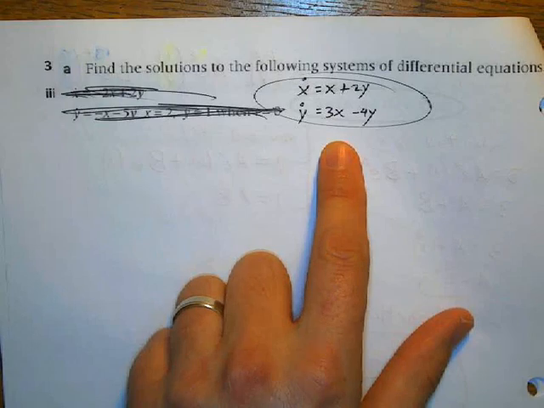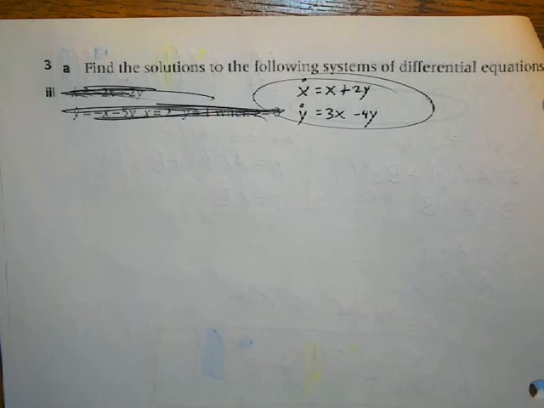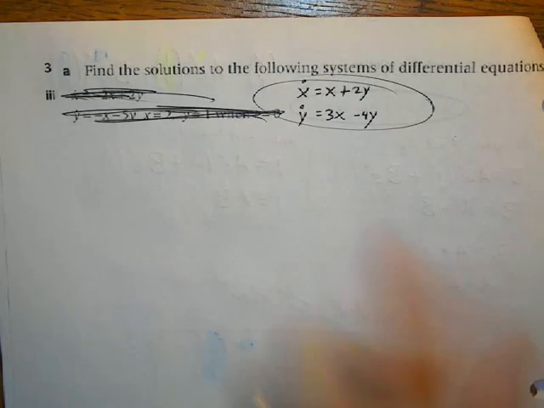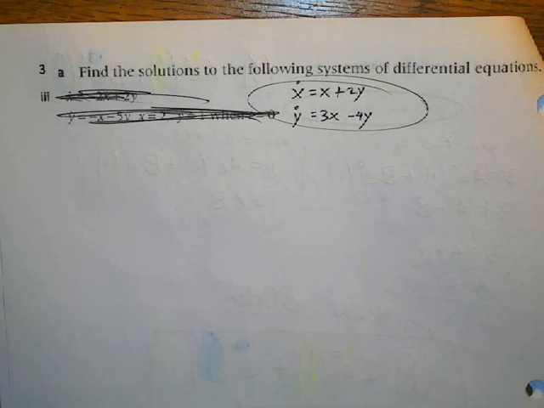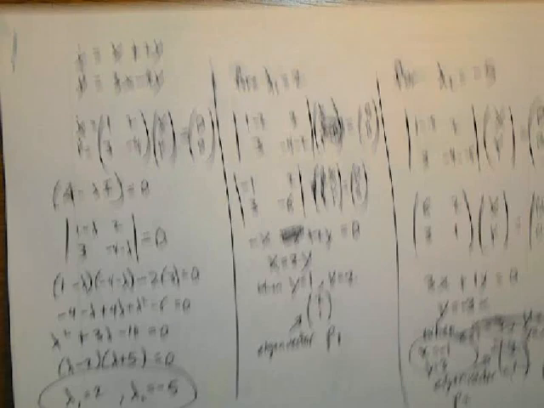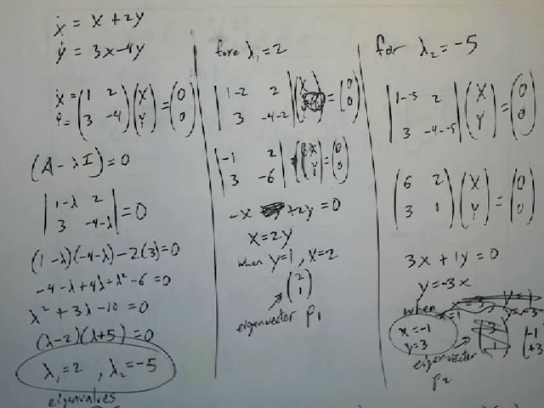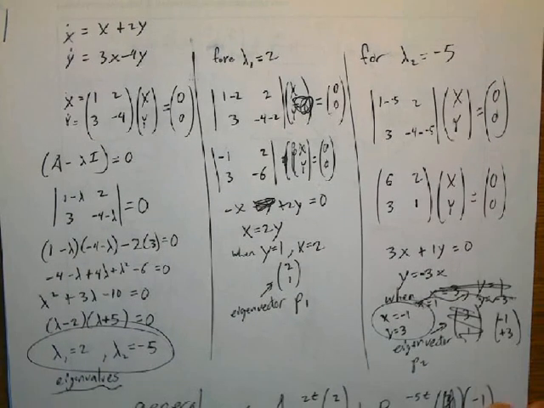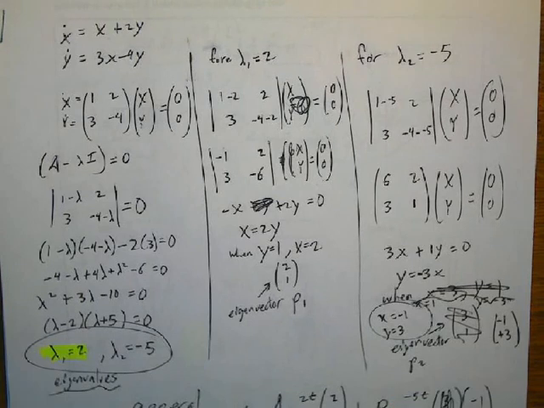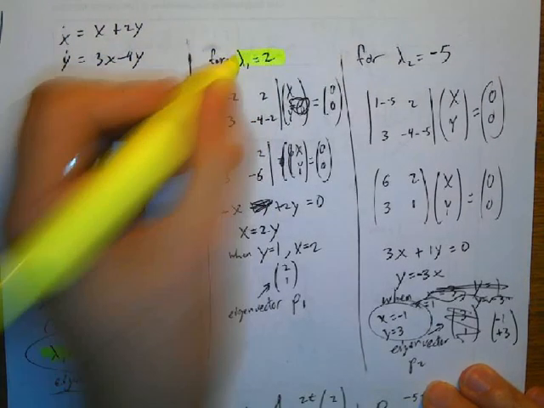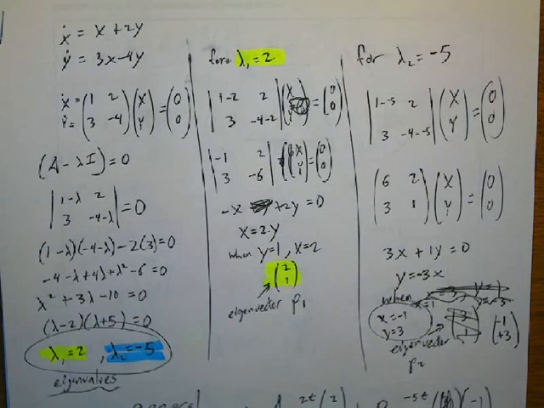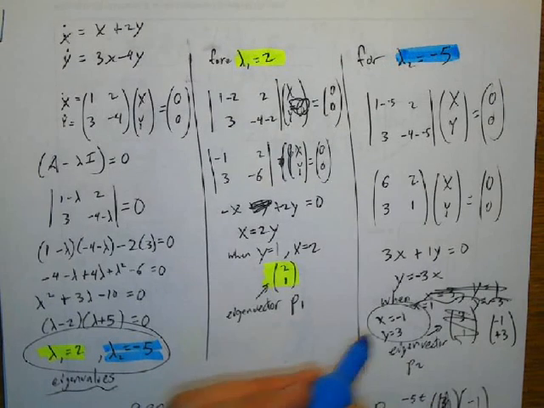And the last question, if you're watching this in 2024, it's scratched out. New students it won't be scratched out for this. And so we go through this. My eigenvalues are 2 and -5. So when the eigenvalue is 2, we find out that our eigenvector is 2, 1. When our eigenvalue is -5, we find out our eigenvector is -1, 3.